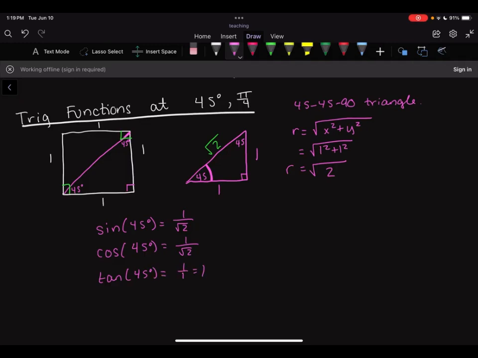Now often you'll see these as rationalized versions, so root 2 over 2 will be your more common way of seeing sine of 45 and cosine of 45, but you could really see either. Cosecant of 45 would be root 2 over 1, so just root 2. Secant of 45 would be root 2 as well. And then cotangent of 45 would also be 1.